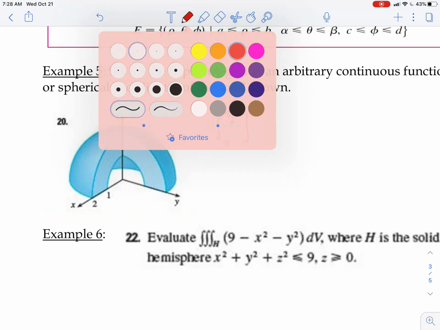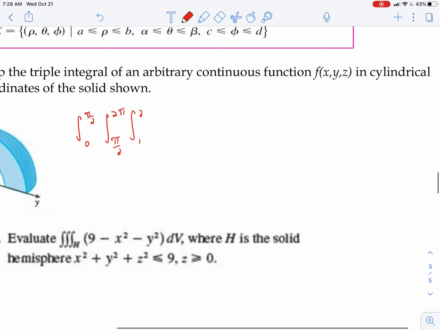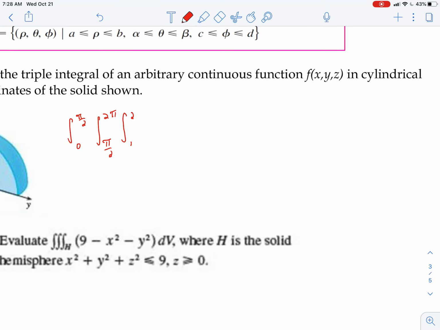Theta is going to start at pi over 2 and go all the way to 2 pi. And then we're told that rho goes from 1 to 2. So our rho is going to go from 1 to 2.